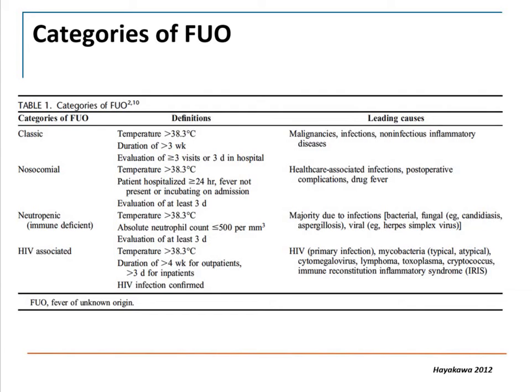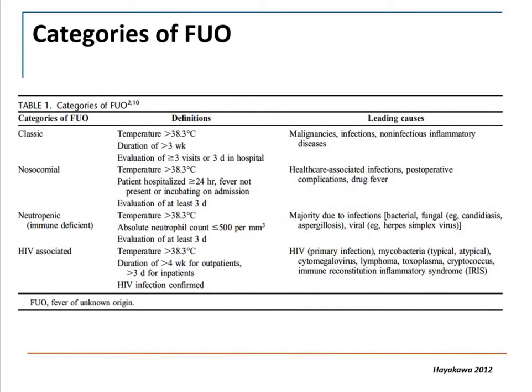There are 4 main categories of fever of unknown origin. The first category is classic fever of unknown origin. This category is typical for patients with temperature more than 38.3 degrees Celsius, with duration more than 3 weeks and evaluation of more than 3 visits or 3 days in hospital. This category is extremely typical for malignancies, infections, and non-infectious inflammatory diseases.